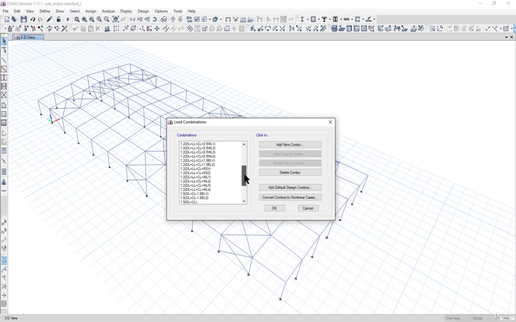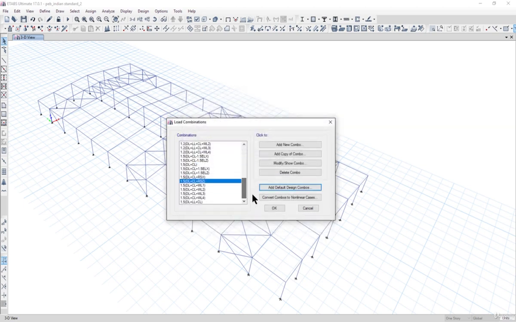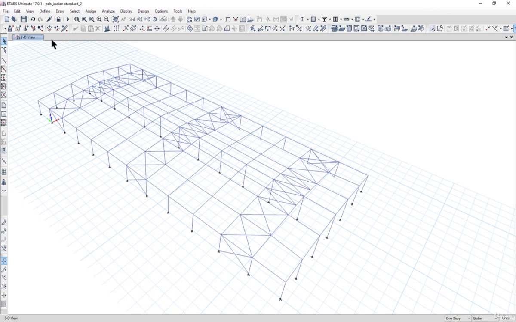But right now our main purpose is to check the load combinations and their applicability and correctness, whether they are desirable or not. So the rest of the load combinations are now okay. Left click on OK and save this model.